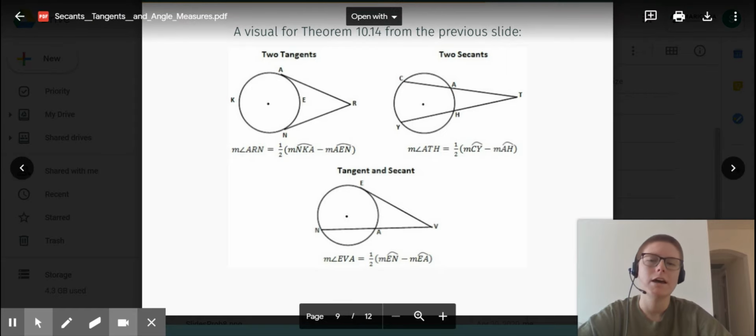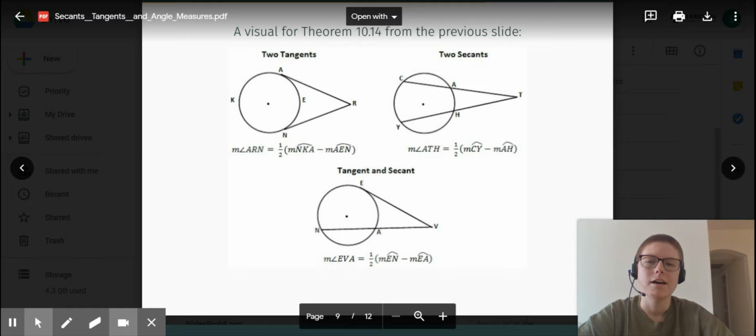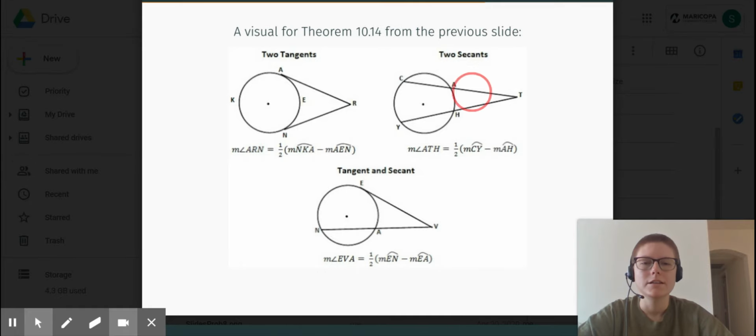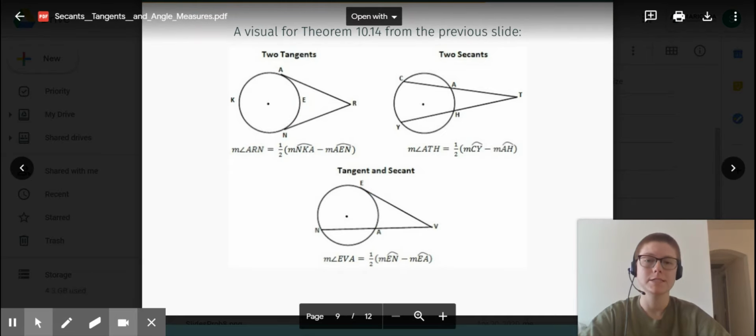You probably can't see what I've just done. Tangent and secant, two secants, two tangents. I assume you guys can read as well. So all this has got to do with these arcs that they intercept, and we're about to cover how you solve those problems.